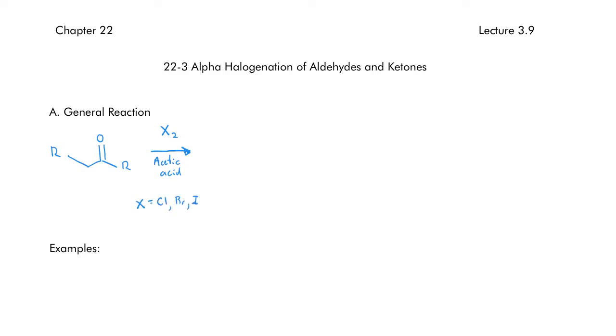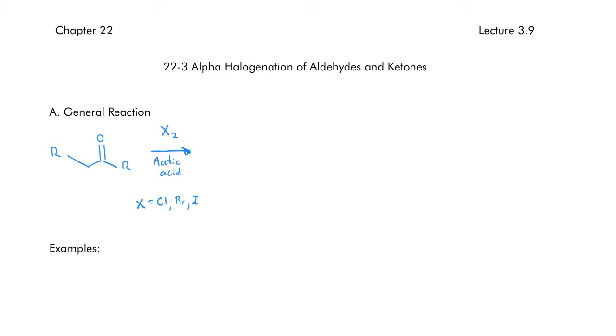The first alpha substitution reaction of carbonyls that we will look at is the alpha halogenation of aldehydes and ketones. And here's the general setup for this reaction. We start with an aldehyde or a ketone. Now, with these conditions, we need to use an aldehyde or a ketone. We can't use an ester or a carboxylic acid. I will show you reactions that do allow those, but not this one.